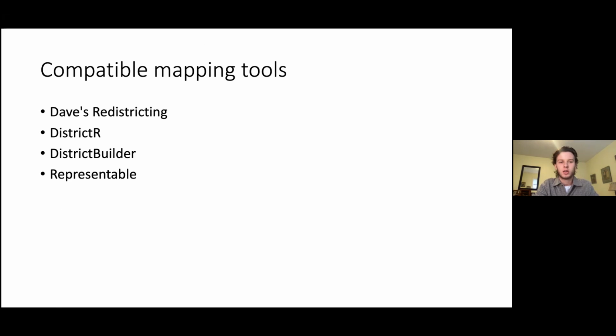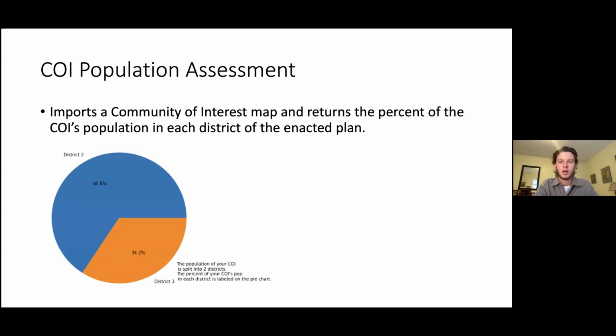These are the mapping tools that are compatible with my 2 programs. It seems like many of the same ones overlap with QGIS, but it's Dave's Redistricting, District R, District Builder, and Representable. So this is the first program. I've named it COI, or Community of Interest Population Assessment.